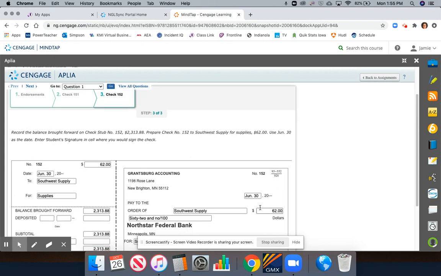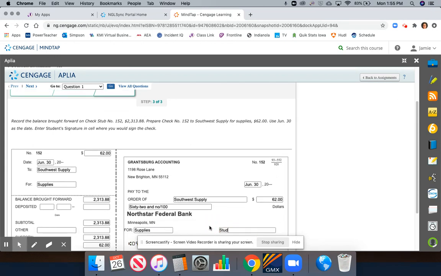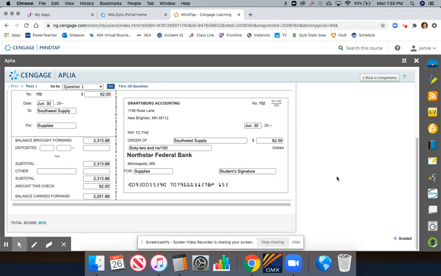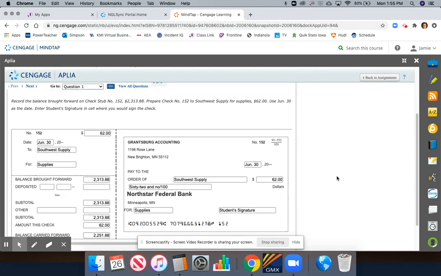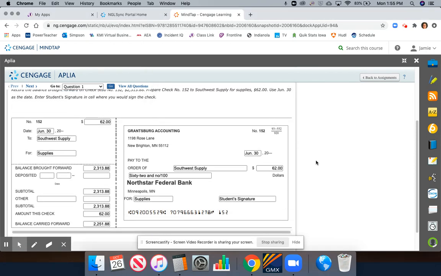So you would write student signature here. In order to not have it be in red. So that is how we write our check for Southwest Supply, and that is 5-1.